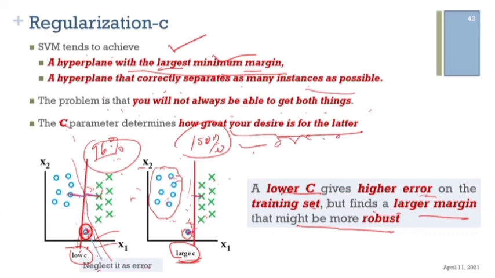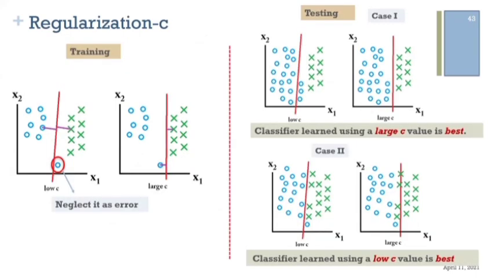Now, whether low C or large C, what is low is relative, and what is large is relative. And that's why, again, you have to let your data speak. You need to put the value in and then check it and see the one that works for you appropriately.